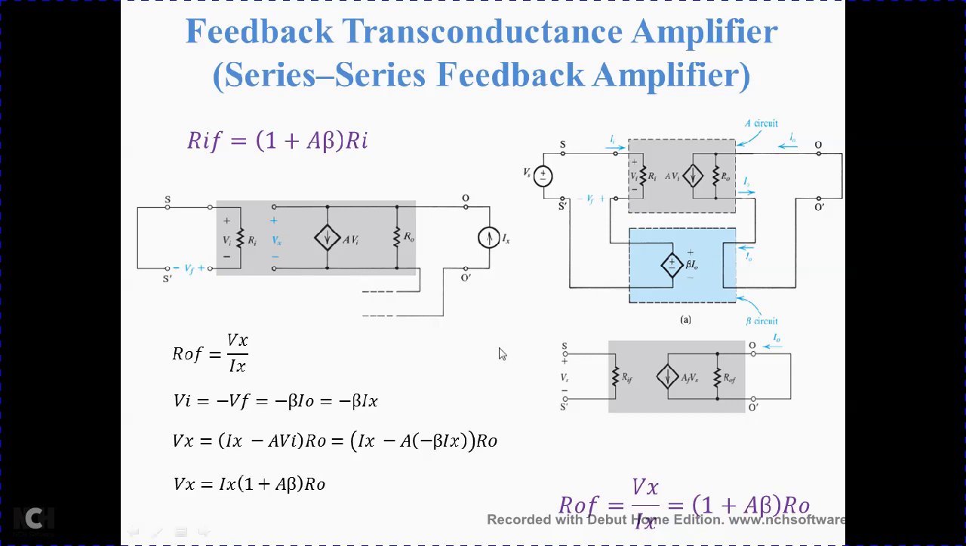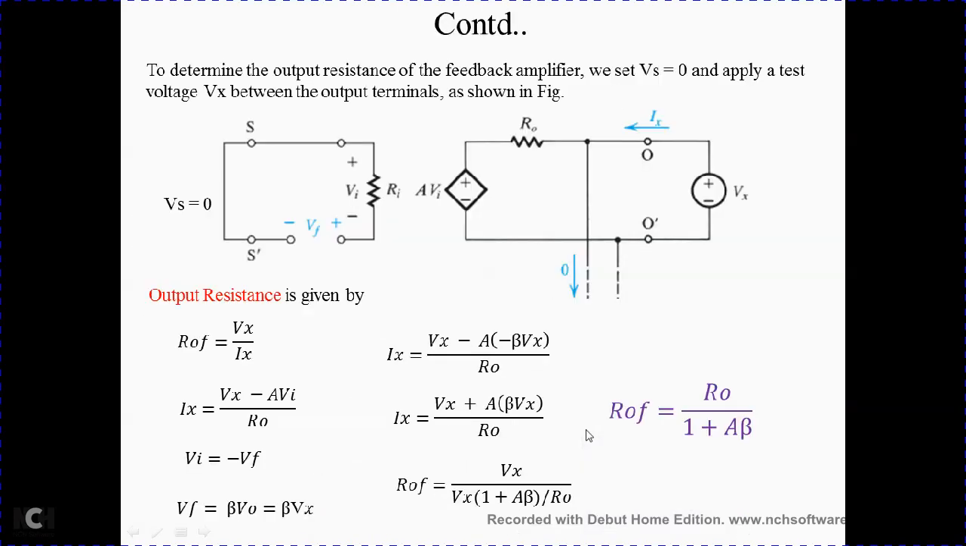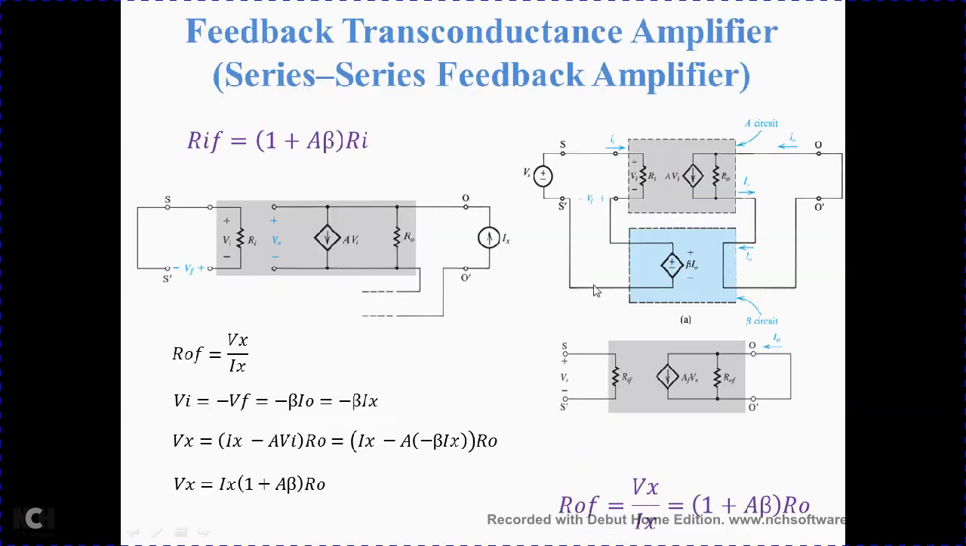So these are the RiF and R0F. And also you can find the gain of this transconductance amplifier. In a similar way to what we did earlier, we found the voltage gain for a voltage amplifier through these expressions. Similarly, you can do it for this transconductance amplifier also. Same results. You take it as an exercise and do it.